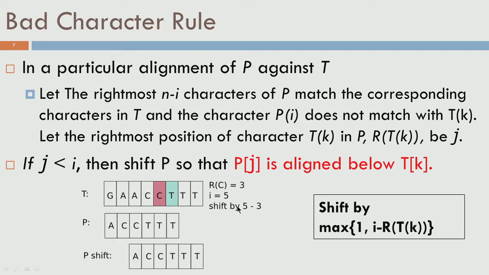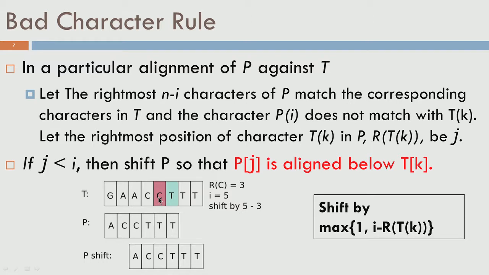So, let us go to this example and look at this alignment. This is the text string and P is aligned with it. Let us do a comparison. As we do a right to left comparison of P with the aligned portions of T, let us look at these two characters. This is a match. Then we come to the second to last character. This is a mismatch. Now, let us look at the cause for the mismatch.